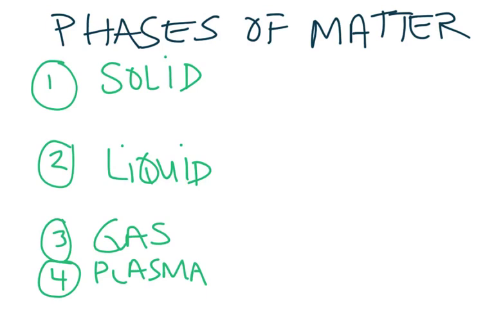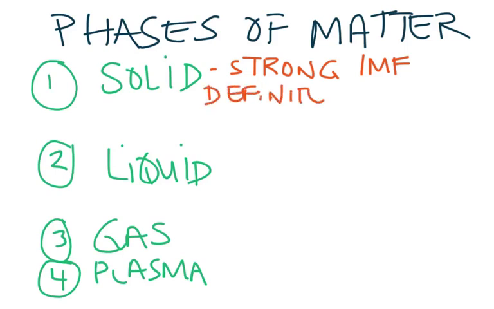So, starting with solids. One of the biggest features you need to know about solids is they have very strong intermolecular forces. Their molecules are tied very tightly together. That gives them a definite shape, okay, and that gives them a definite volume. If you think about your solids, that makes sense, okay? You can pick it up, you can hold it. It is a specific shape.